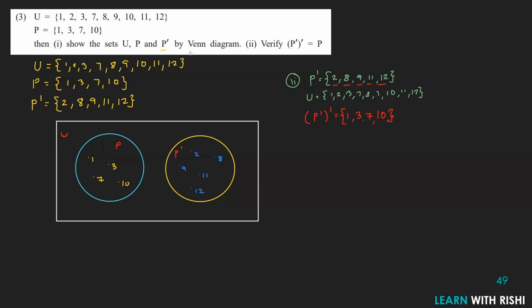Now if you observe, the complement of P complement is equal to P. In the complement of P complement, we have 4 elements 1, 3, 7, 10, and the same elements are present in set P. So thus we can say that the complement of P complement is equal to P, hence verified.